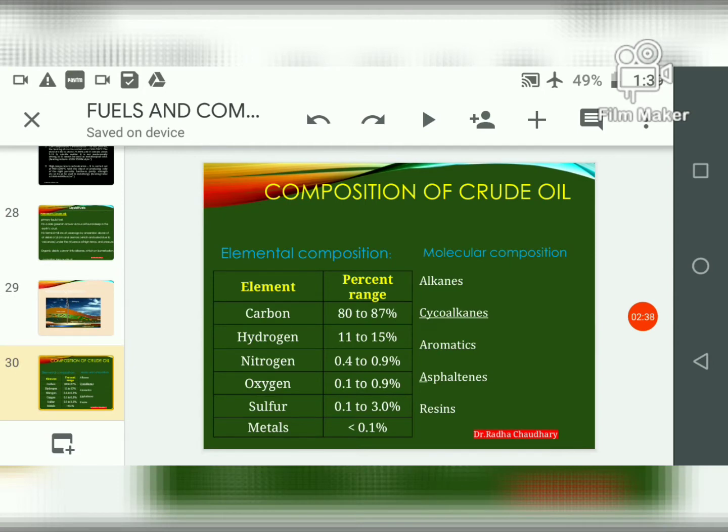Then the composition of this crude oil. The elements present in this crude oil are: carbon 80 to 87%, hydrogen 11 to 15%, nitrogen 0.4 to 0.9%, oxygen 0.1 to 0.9%, sulfur content 0.1 to 3%, and metals less than 0.1%. If you see the molecular composition, it's alkanes, cycloalkanes, aromatics, asphalts, resins. Then we can also classify the petroleum. First is paraffin based crude petroleum, asphalt based crude petroleum, and mixed base or intermediate crude petroleum.